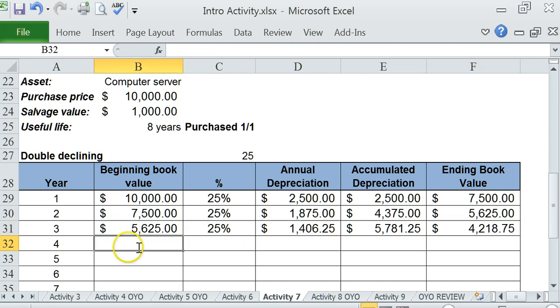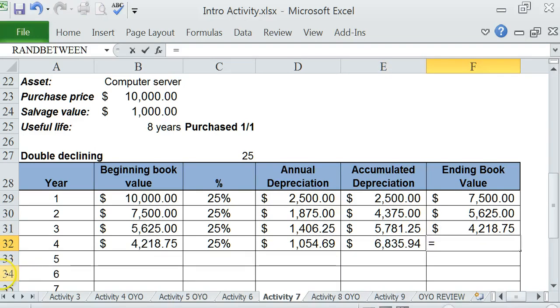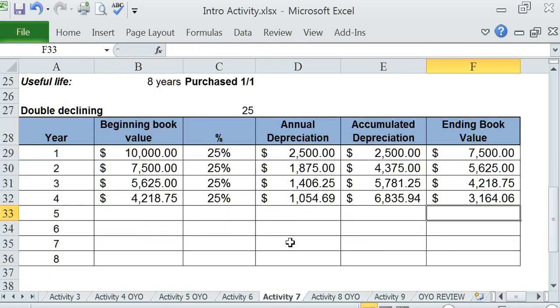Okay, year 4, we're going to take last year's and start off with $42.18. Again, take 25%. And our annual is taking this year's book value times 25%. Accumulated depreciation is last year's plus this year's. And our ending book value is our $42.18 minus this year's annual depreciation. Okay, let's keep going. We're going to go ahead and go to year 5.